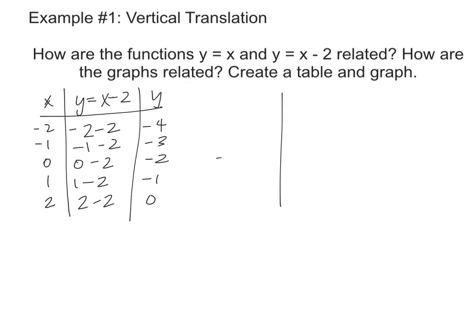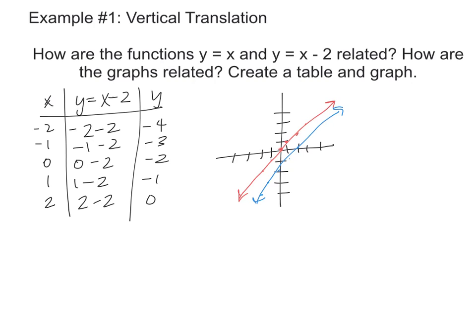Alright, so if I graph that, first of all, I want to graph my parent linear function. The parent linear function will always go through 0, 0, and it'll go 1, 1, 2, 2, 3, 3, or -1, -1, -2, -2, okay? And it should be a straight line. This line, however, my ordered pairs are -2, -4, so 1, 2, 3, 4. Then -1, -3, 0, -2, 1, -1, 2, 0. And it goes like this.